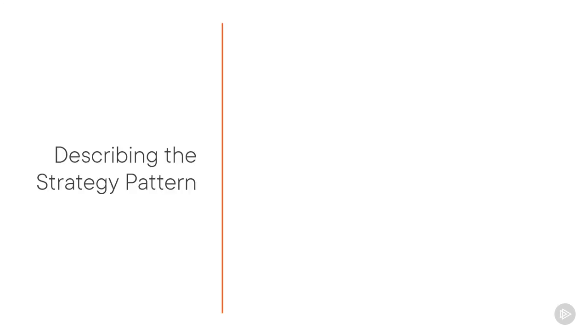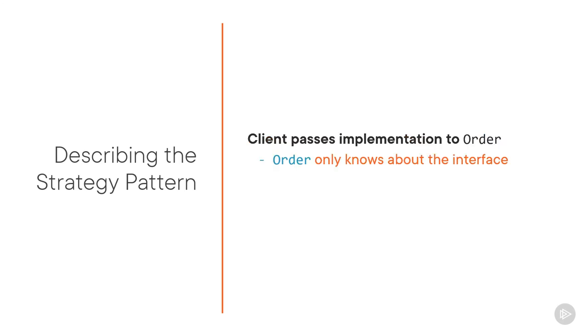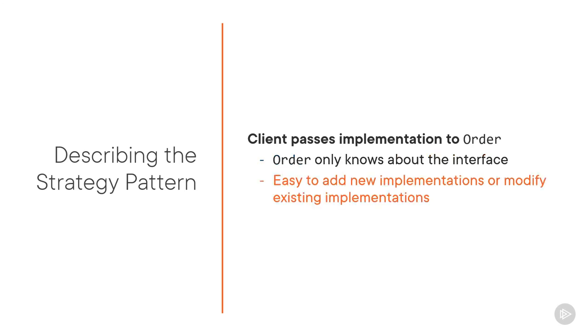This means that the order object isn't responsible for selecting an appropriate algorithm, in other words, an interface implementation, for the job. It's the client that passes this implementation to the order class. The order class itself doesn't need to know about this. All it knows about is the interface and not the implementation. We've thus achieved loose coupling, making the order independent of the implementation. And that makes it easier to add new implementations or modify existing ones. There's no need anymore to change the order class to do so.